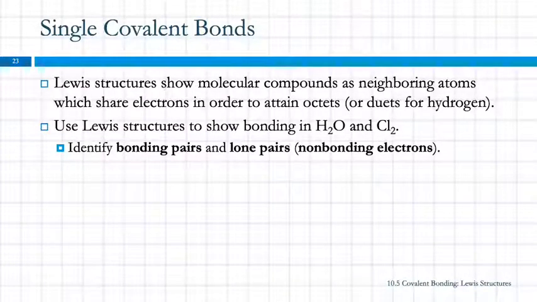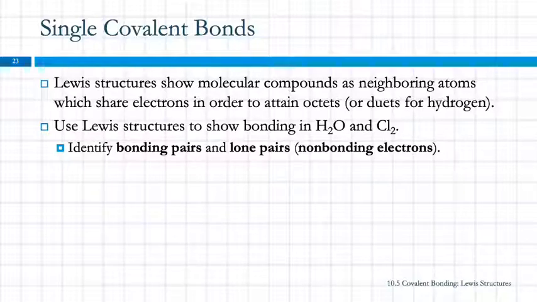So that was ionic bonds, covalent bonds. In Lewis structures, molecular compounds are shown as neighboring atoms that are sharing electrons. Nobody's willing to lose electrons here, and so instead of transferring them, we're going to share them. I'm not willing to give up this thing, but I'm willing to share it with you, because then it's still partly mine.